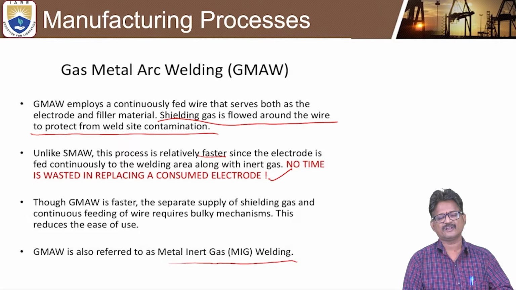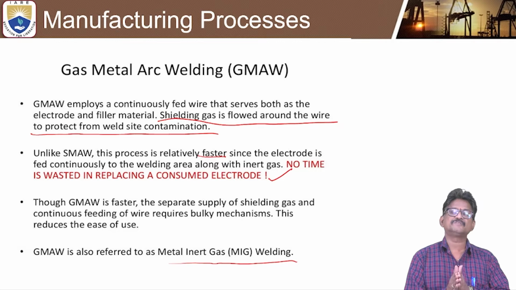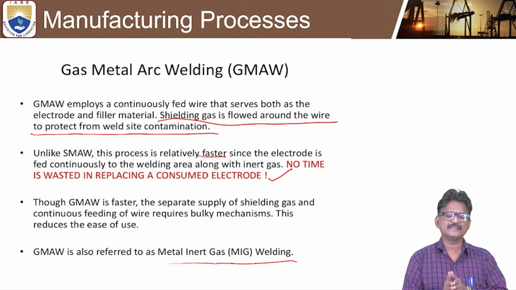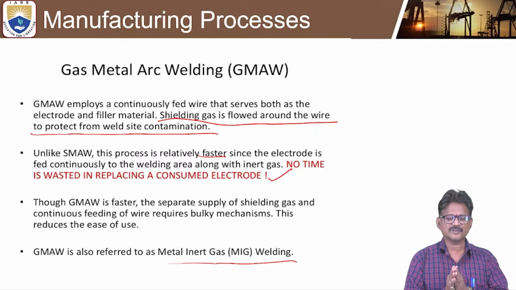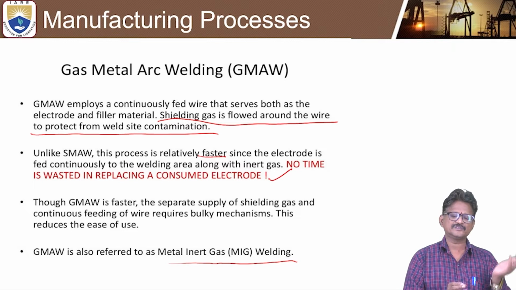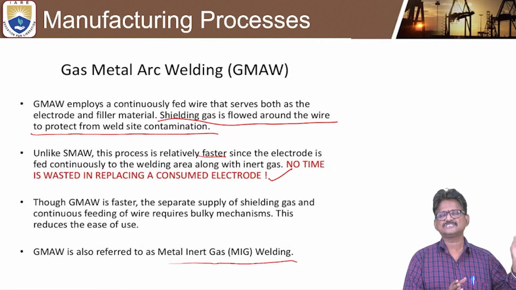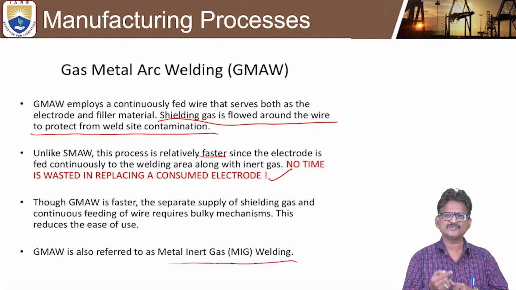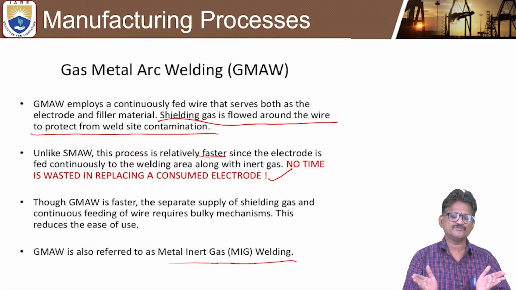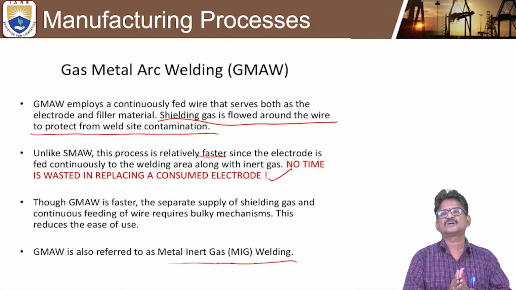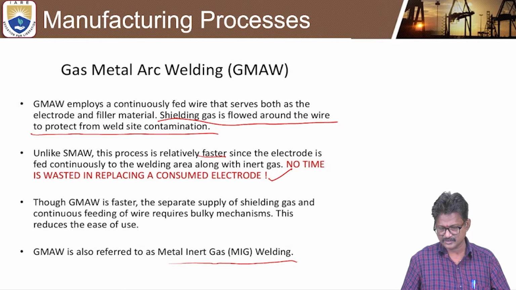Metal inert gas welding. This is the difference between shielded metal arc welding and gas metal arc welding, where gas metal arc welding is much faster compared to shielded. Because there the electrode is difficult to change, but here there is no changing of the electrode. A continuous electrode is used. It is in a thin wire form, so there is no time wasted replacing the consumed electrodes. Here the consumable electrode can be used. So this is what gas metal arc welding is about.